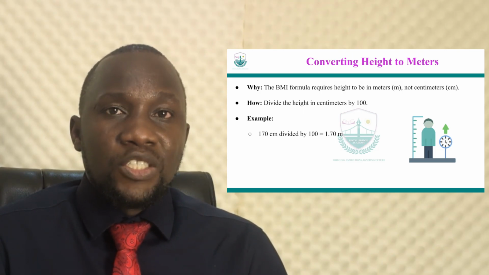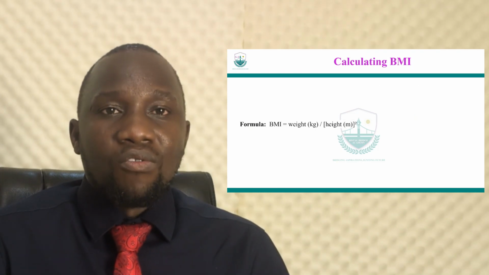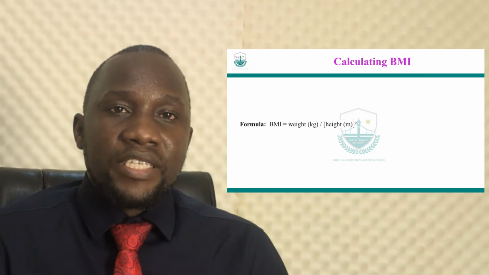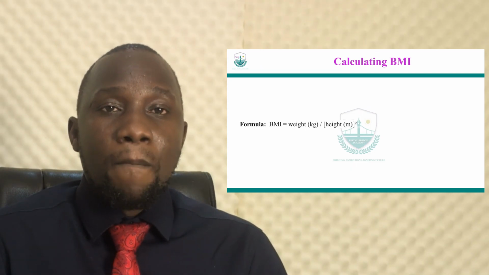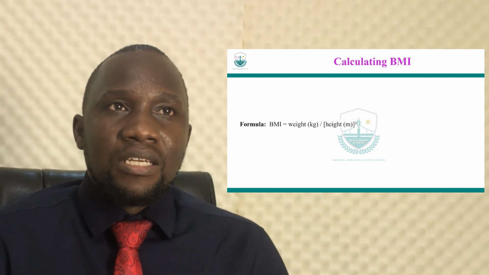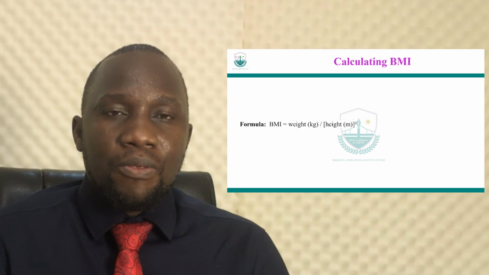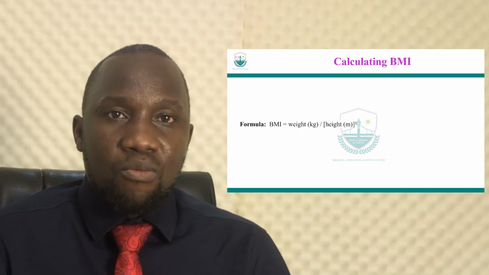Okay, so what are the units of BMI? The units have to be kilogram per meter squared, and we shall know why those are the units. Those units are derived from the formula that we have for body mass index.